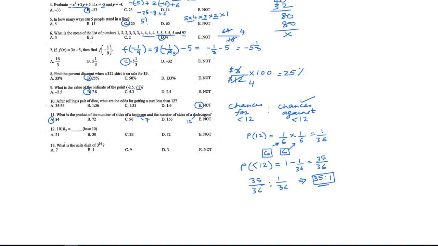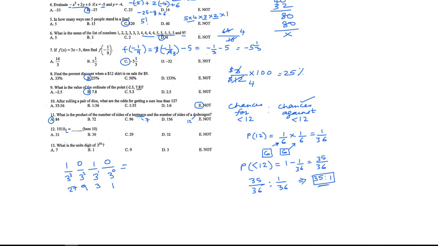Question 12 is 1010 base 3 is equal to how much base 10? So one easy way to do this is to write 3 to the power 0, which is 1, 3 to the power 1, which is nothing but 3, 3 to the power 2, which is nothing but 9, and then 3 to the power 3, which is nothing but 27. And the number that we have over here is 1010.